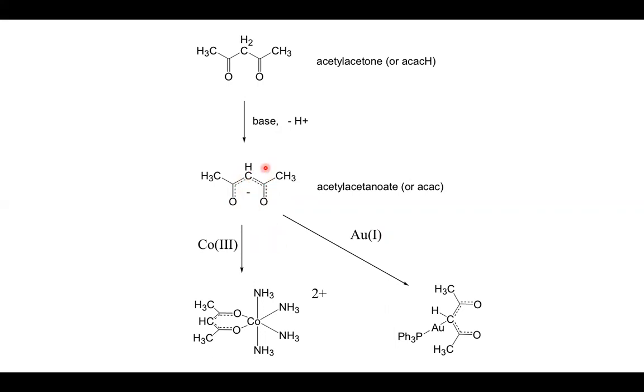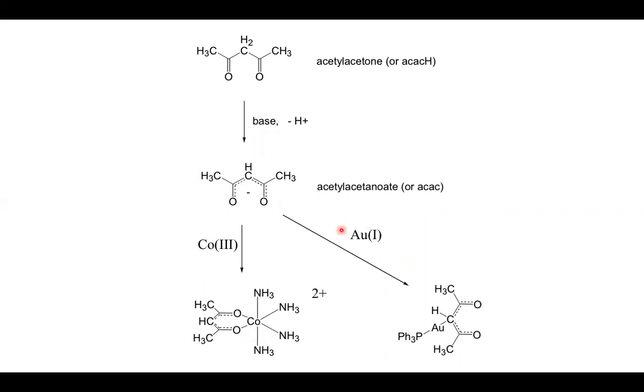So if we put this ACAC ligand in with cobalt 3+, we see that it acts as a bidentate ligand. Cobalt 3+ is kind of a high oxidation state, most likely going to be a hard acid. The oxygens then are hard bases. And so we see that it acts as a bidentate ligand, coordinating to the cobalt metal center.